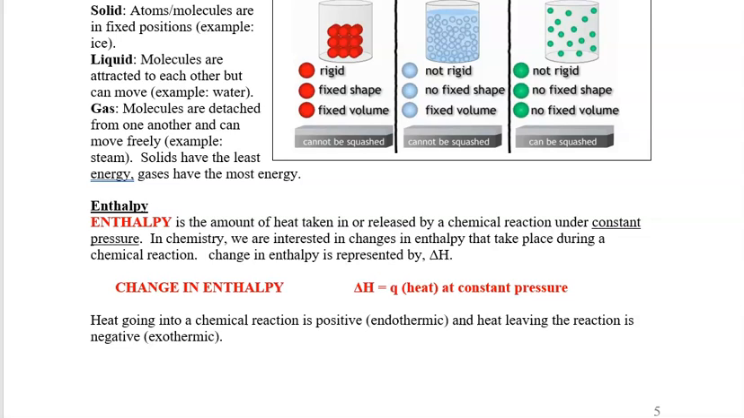So if heat goes into a chemical reaction, that's positive enthalpy, that's positive delta H. If heat comes out of a chemical reaction, and that's usually what happens, but not always, that's negative delta H. So negative delta H is heat coming out, positive delta H is heat going in. Heat going into a chemical reaction is positive, endothermic, and heat leaving the reaction is negative, exothermic. So keep that relationship in mind.